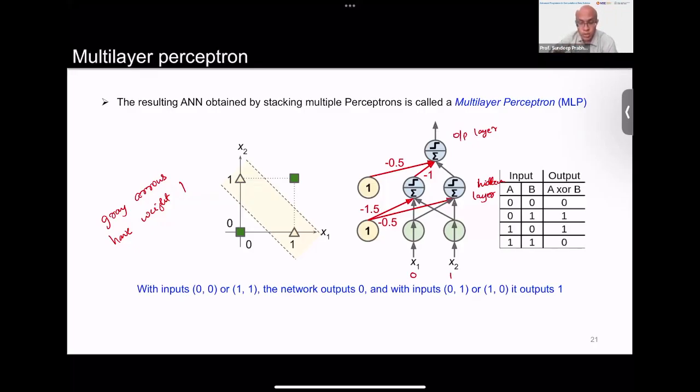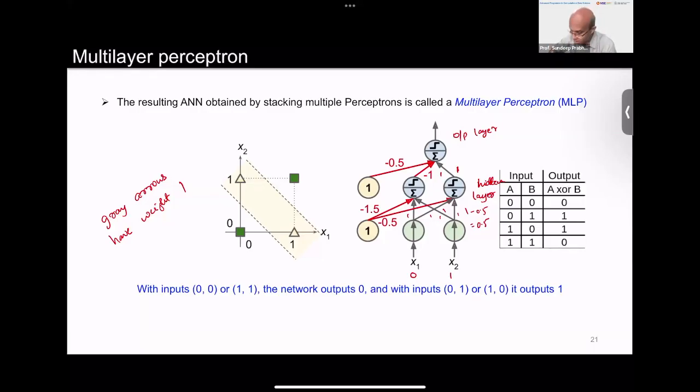So what we have is a 0, 1 input. What we expected the output to be is a 1. Now you have 0 times 1. All the gray arrows have a weight of 1, recollect. So 0 times 1 is 0. 1 times 1 is 1. And a bias of minus 0.5. So what we get is 1 minus 0.5, which is 0.5. This will trigger an output of 1, okay, at the TLU.